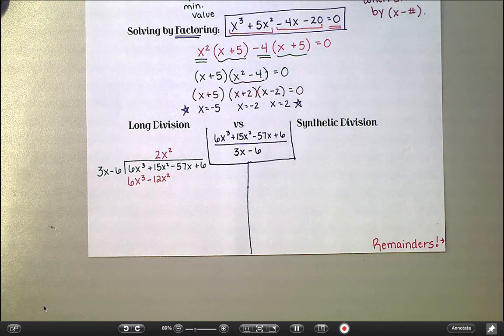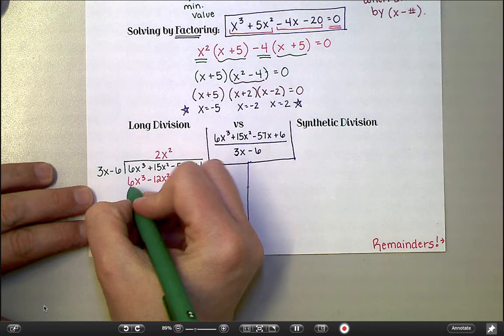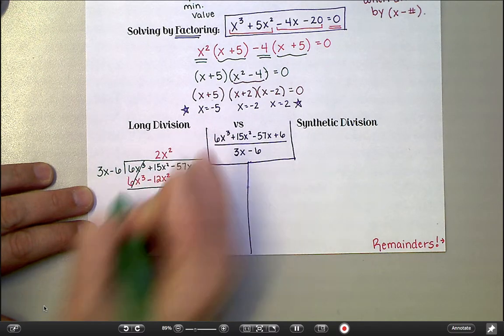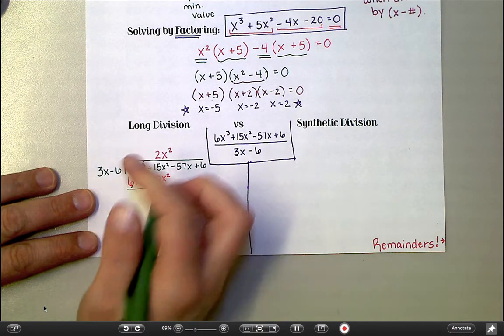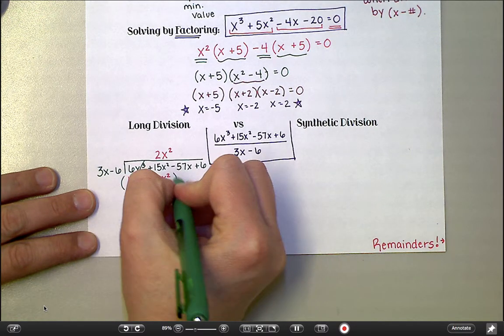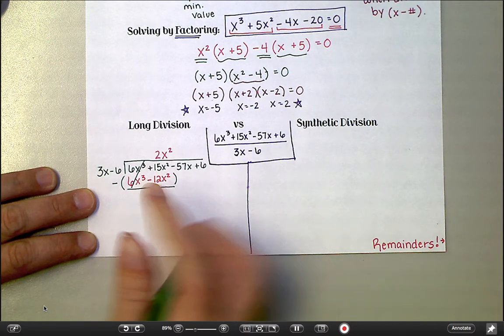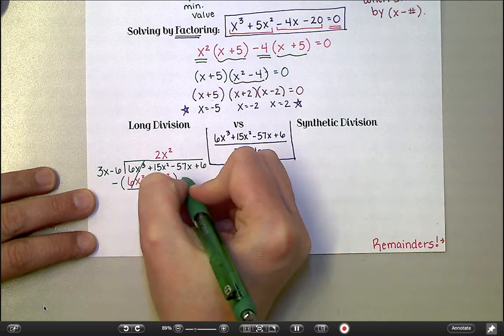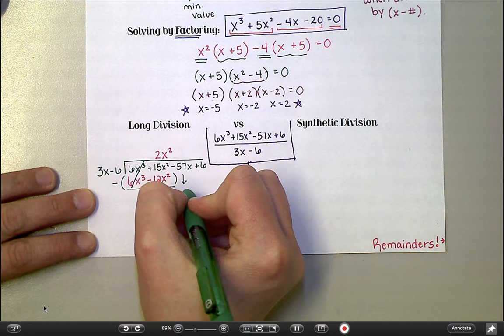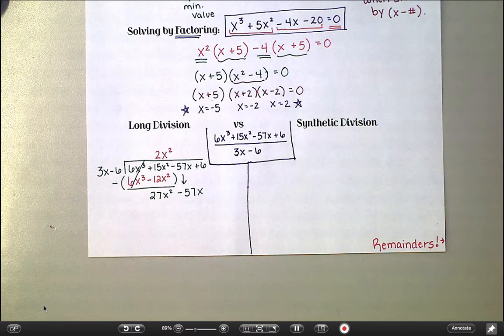Okay, from here, I am going to subtract, all right? So now my goal is to do 6x cubed minus 6x cubed, so those cancel. 15x squared minus negative 12x squared. Remember, that's really going to be like a plus because you're doing minus a negative. So this would be 27x squared. And now I'm going to bring down my minus 57x. And now I start the process over again.